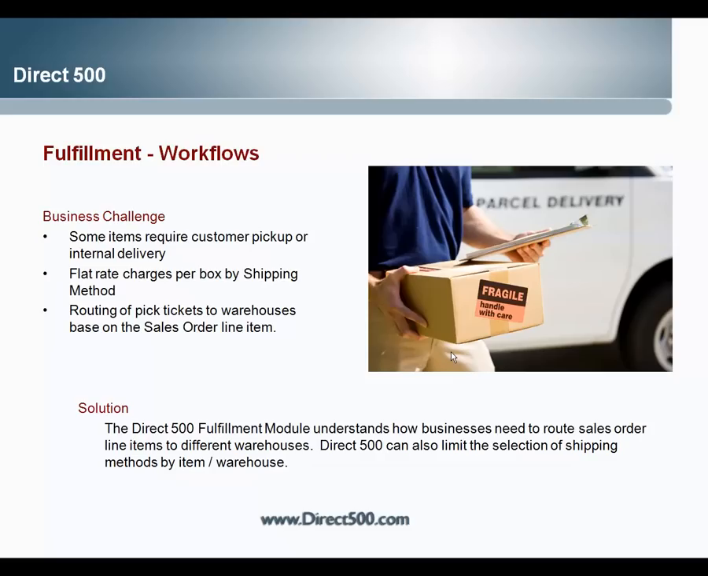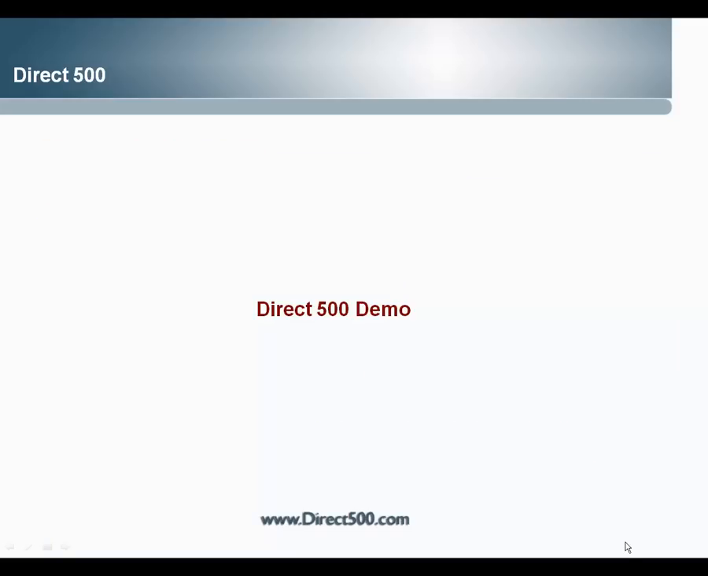so how are we going to charge for the shipping if we do need to deliver it or have it shipped? We may have a flat rate method for that, or we may use actual shipping tables to calculate that for you. And we need to be able to route the pick tickets to the appropriate warehouse. All of that coming from the sales order or from the shopping cart of Direct 500. Let's take a look at the Direct 500 product, the O2 Mobile integration.